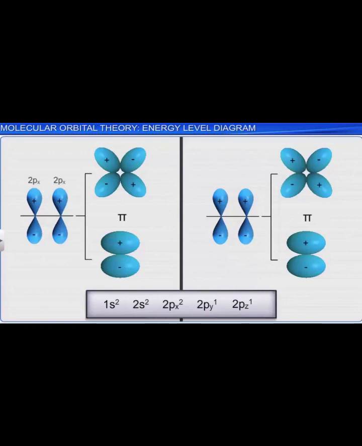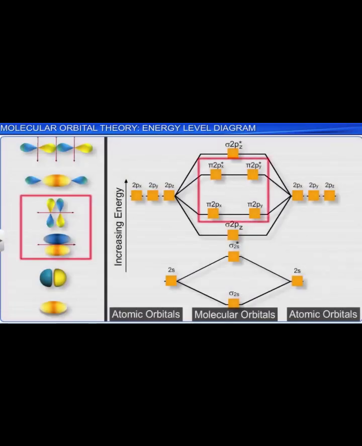The two px atomic orbitals combine to form pi x bonding and pi star x antibonding molecular orbitals, whereas the two py atomic orbitals combine to form pi y bonding and pi star y antibonding molecular orbitals. As the energies of the 2px and 2py atomic orbitals are the same, the energies of pi x bonding, pi y bonding molecular orbitals and pi x star antibonding, pi y star antibonding molecular orbitals are the same.